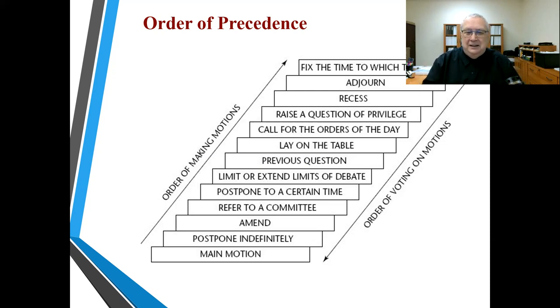And so the main motion, as you can see, is at the bottom of the tier and can be directly impacted by privileged and subsidiary motions, including things like raising a question of privilege. See how high that's ranked. And so if you as an individual feel that your rights are being trampled upon, then you will be very able to voice those concerns, and the chair must pay attention to any matter that's a question of privilege. It cannot just be ignored.